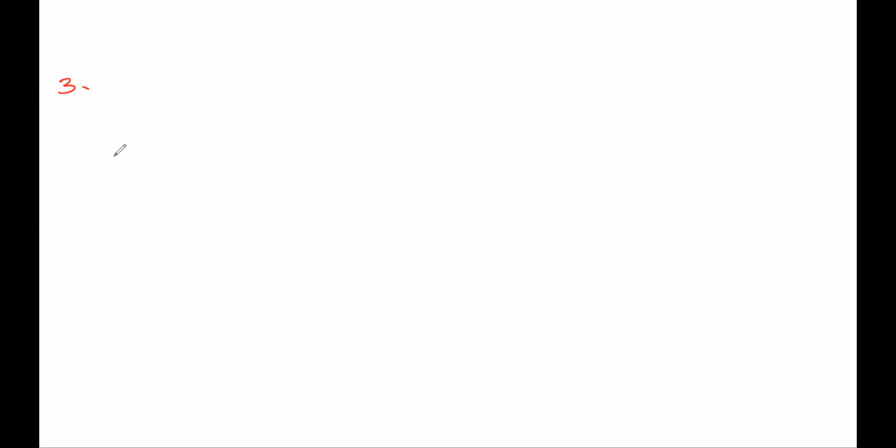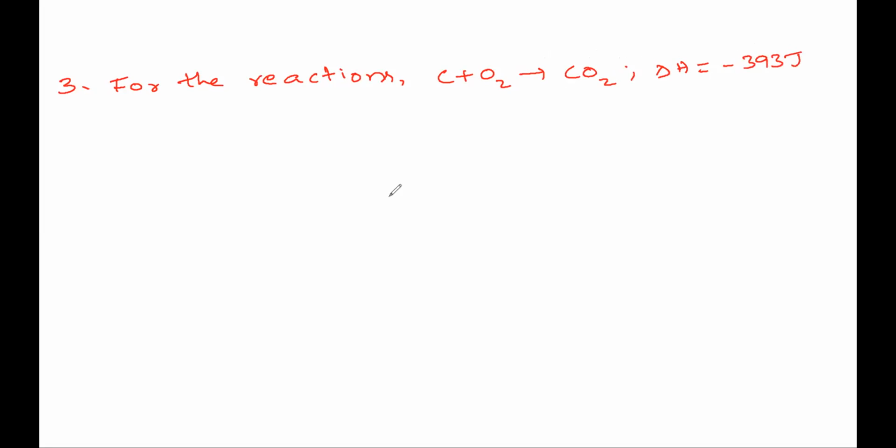For the reactions, C plus O2 gives rise to CO2, delta H is equal to minus 393 joules. 2Zn plus O2, 2 moles of zinc on combination with oxygen gives rise to 2 moles of zinc oxide, delta H is equal to minus 412 joules. This is a very, very important question.